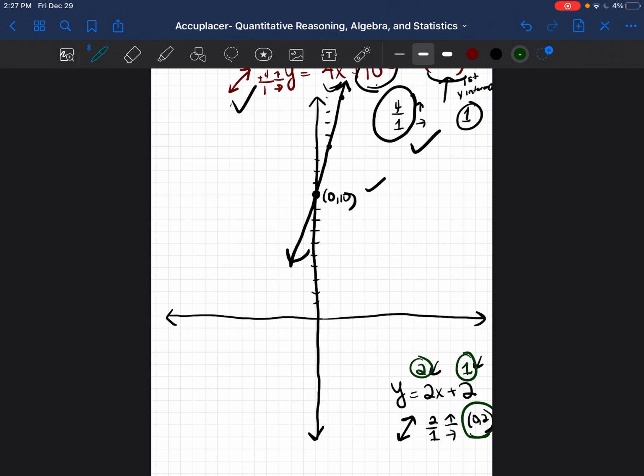So the y-intercept is 0, comma 2. This is the y-intercept. And then we use the slope, up 2 over 1, up 2 over 1, and we connect our line. So then we can check. Did our line go up? Yes. Did we have a slope 2 over 1? Yes. And does it intercept the y-axis at 0, comma 2? Yes. So we were able to graph this correctly.